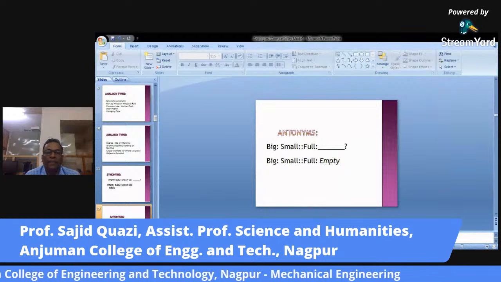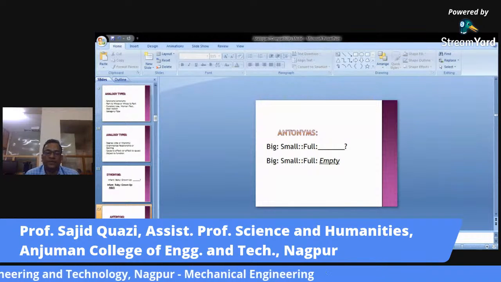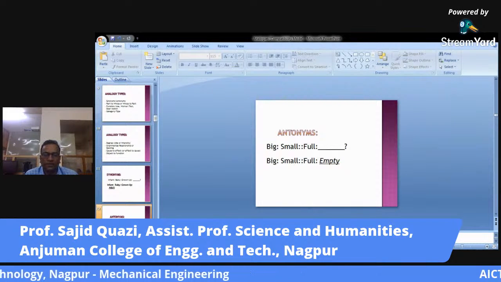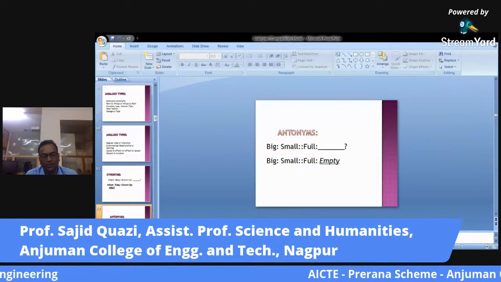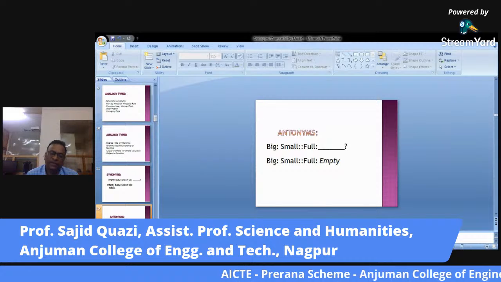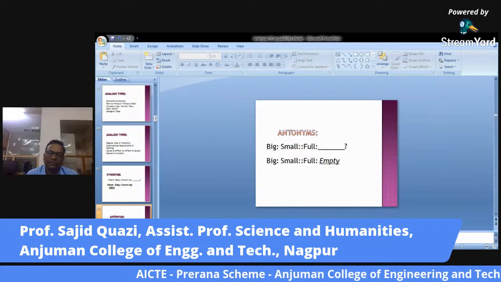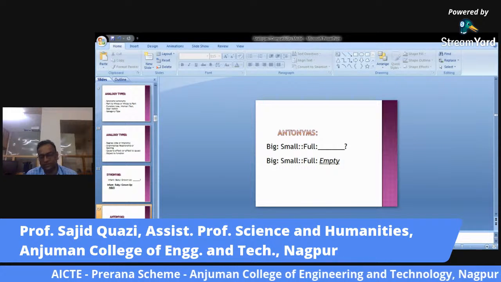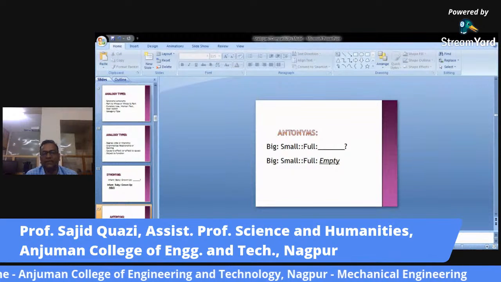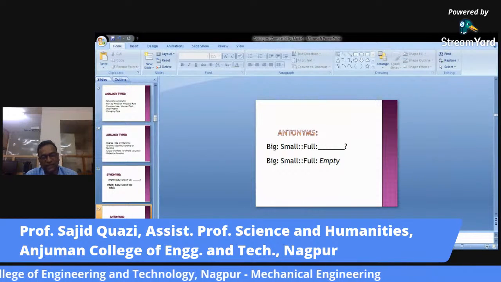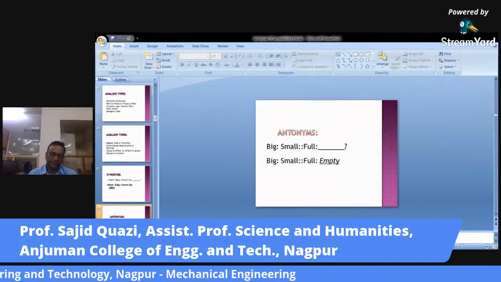Antonyms. Now antonyms means opposite words. Opposite words that we have to understand. Big equal to small, totally contradictory. Big equal to small, then full equal to what? Just for your understanding, I have put the answer. Full equal to, here in this example, it would be empty.